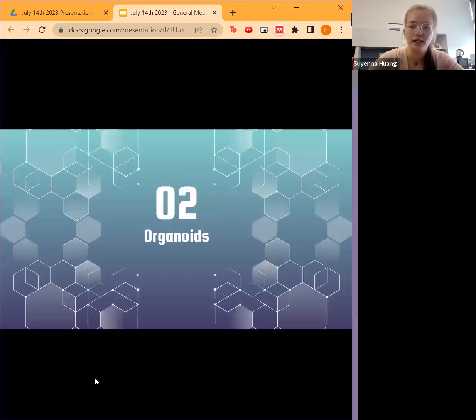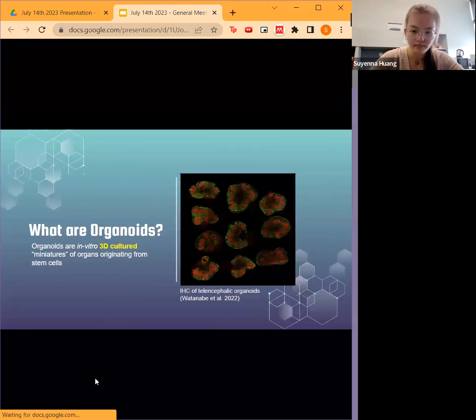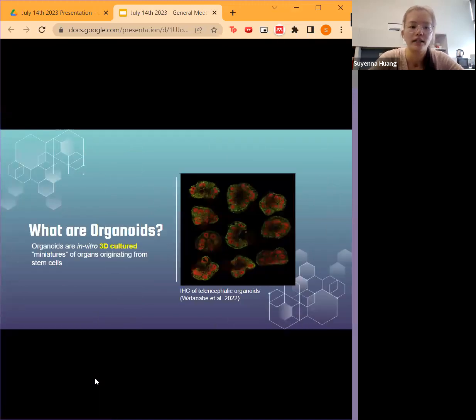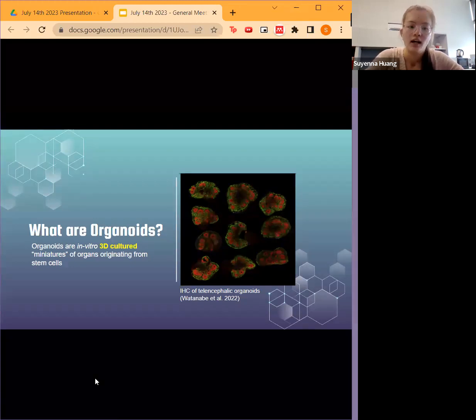So moving on to a bit about what are organoids. So organoids are in vitro 3D cultured miniatures of organs that originate from stem cells. So you can think of organoids as these mini clusters of different cell types that come together to organize themselves to have similar architecture and similar morphology to the cells that you find in an organ. And then these cells can then replicate some of that organ's functions.